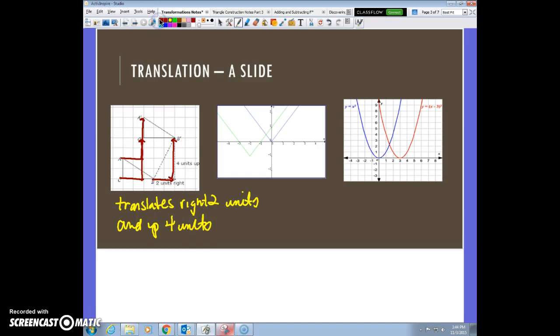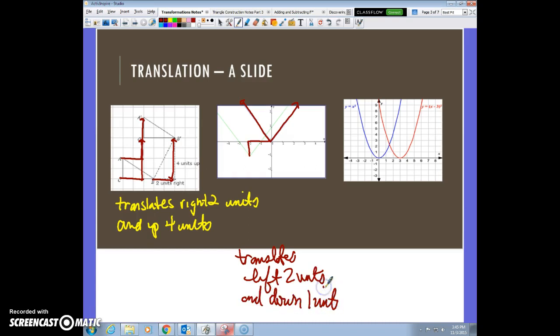All right, on this next one here, if we're starting right here, this little graph, that little fella, and we're moving it 1, 2 spots to the left and down 1, we would say that it translates, because it's just a slide, left 2 units and down 1 unit. Okay, it's just moving over and then down.